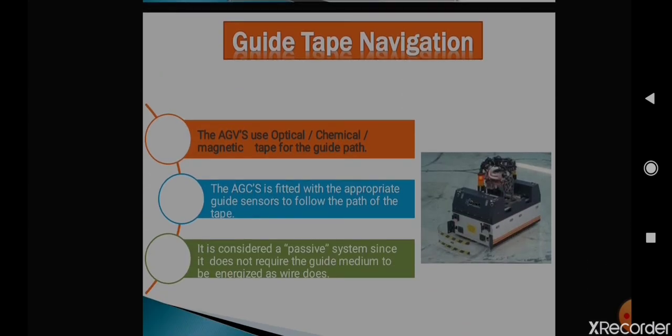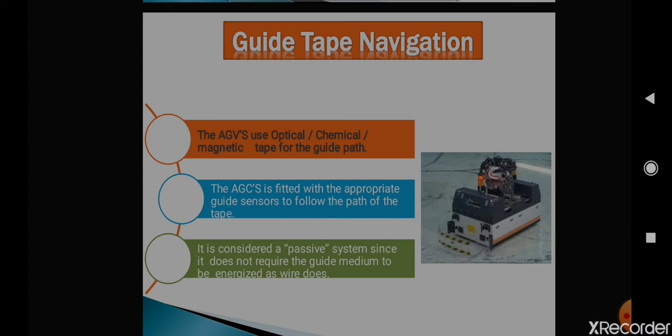Second one is guide tape navigation. Here, optical, chemical, or magnetic tapes are used as guide paths. For example, for an AGV, a red strip will be put upon the ground. The sensor is set on the AGV such that it detects only the red strip. Okay, it will not detect other colors. If the red strip is there, then only the vehicle will move. If there is no red strip, the vehicle will stop.